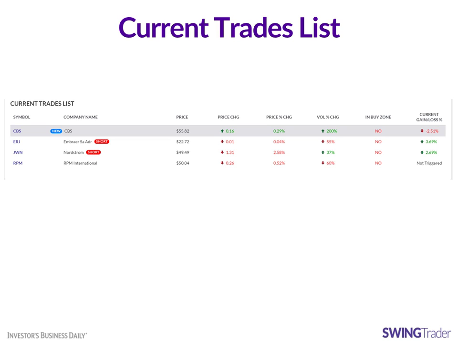Now, on the list itself, you'll see that we have a blue new for anything that is added in the last 24 hours. So at the time that we took this screenshot, CBS was on our list. We added it this morning, but we have since taken it off. But it was a new trade, so we have that new button on there. We also have a short button.